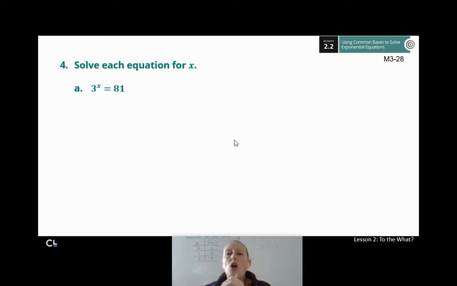Go ahead and work out all of the problems on number 4. Solve each equation for x. Start by trying to get your bases to match. That's the goal, right? Get your bases to match, and then your exponents should be equal to each other. So go ahead, hit pause, see what you can do working these out, and then hit play when you're ready to check your work on all of them.